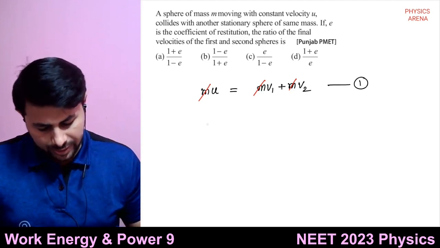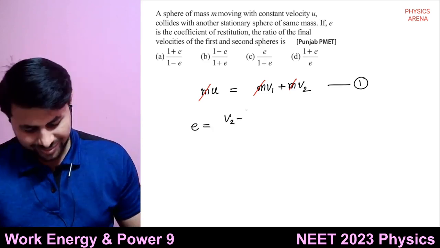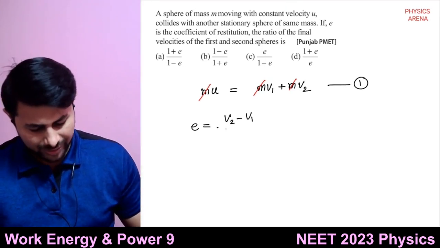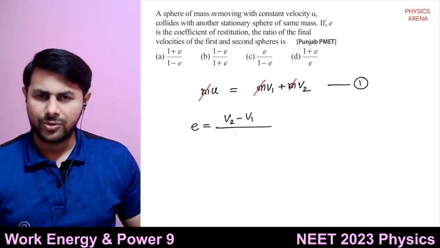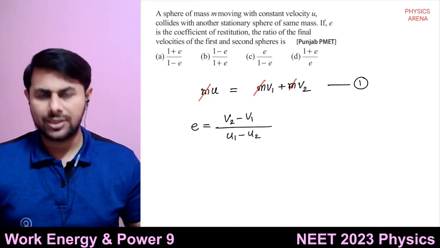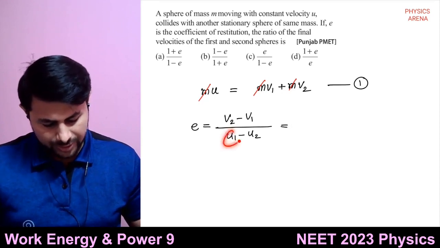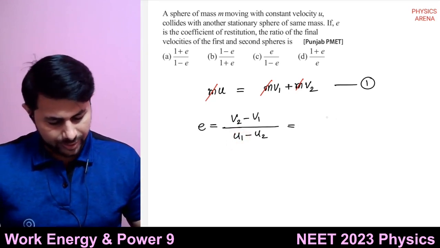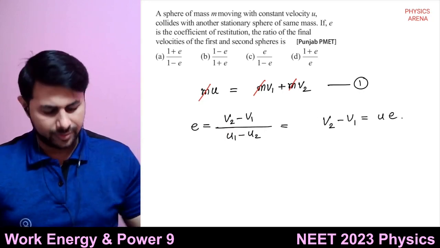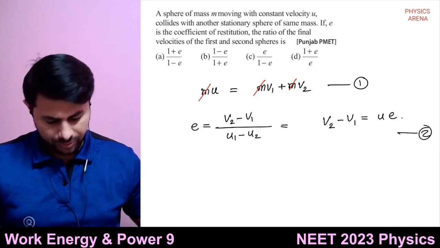The second thing, coefficient of restitution. E is v2 minus v1 divided by u1 minus u2. And u2 is equal to 0. So u1 is u. So v2 minus v1 is equal to u times e. This is what we get. This is equation 2.